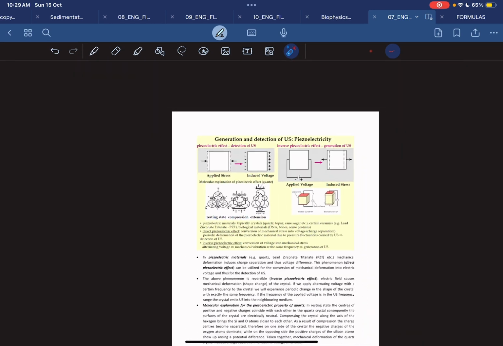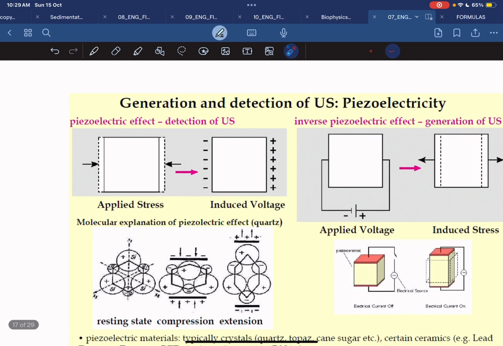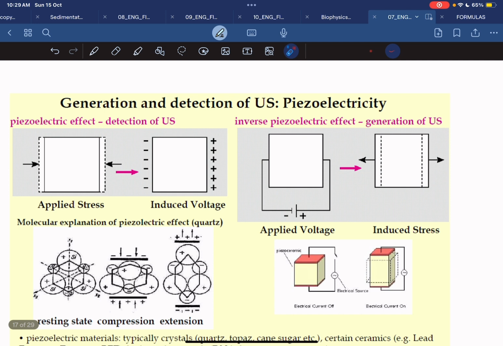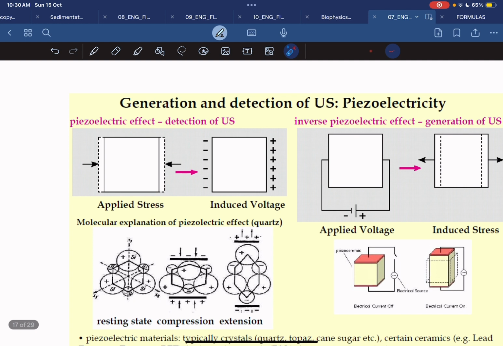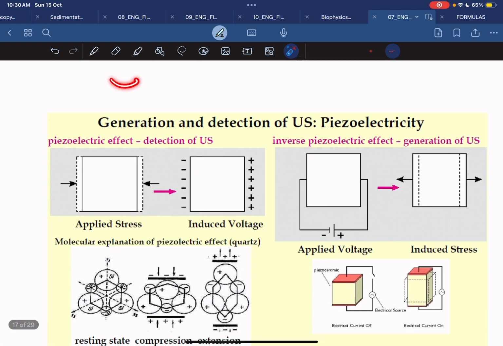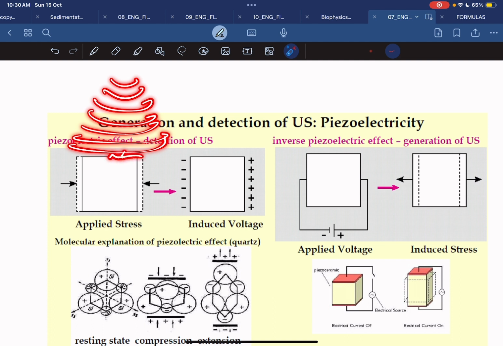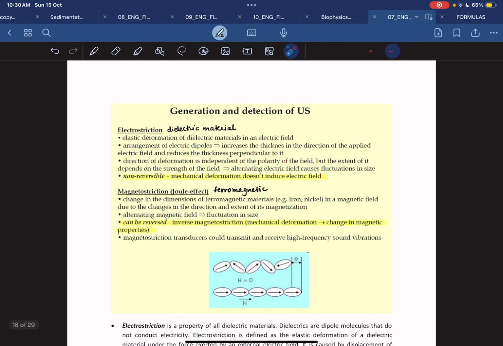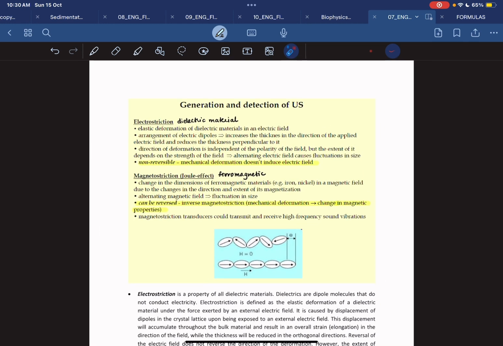Now, for the detection of ultrasound, we use the piezoelectric effect. For the generation of ultrasound, we use the inverse piezoelectric effect. Now, detection. How come detection? Ultrasound waves are coming. Our particle feels a bit of stress because of this ultrasound, and it compresses. Because of the compression, we get voltages. Because of the voltages, we get electricity, and because of this electricity, we can identify ultrasound. I think that's pretty easy, guys.